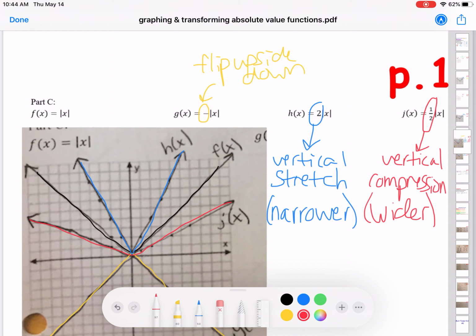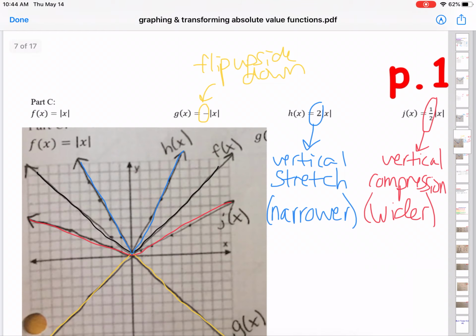So again, here we can see that the a value can do 3 things. If it's negative, it reflects upside down. If it's a number greater than 1, such as a 2 that we had in h of x, it stretches the graph vertically. If it's a number between 0 and 1, like a small decimal or fraction, like 1/2 that we had in j of x, our graph is compressed or a bit wider.